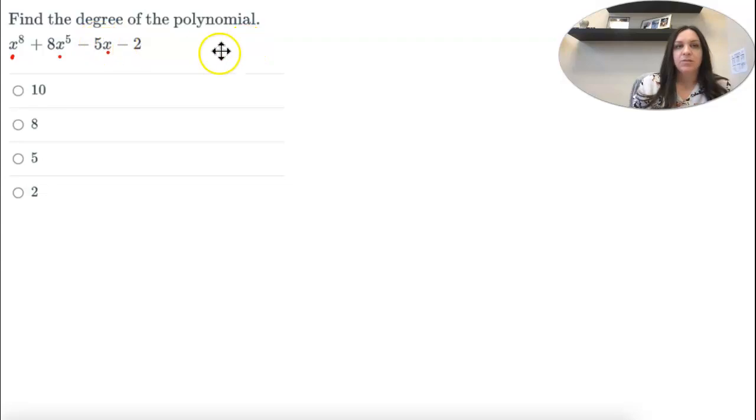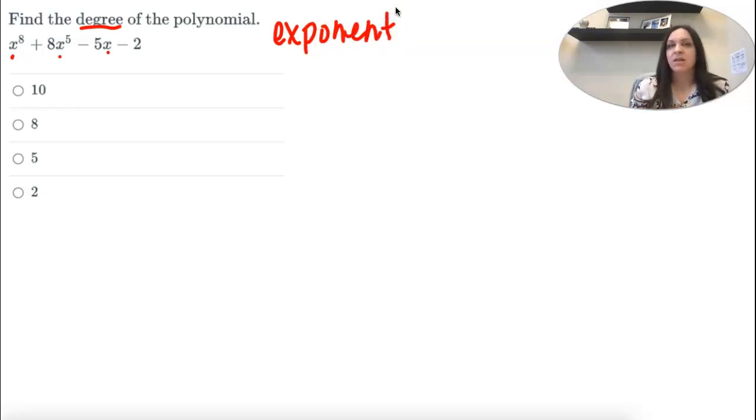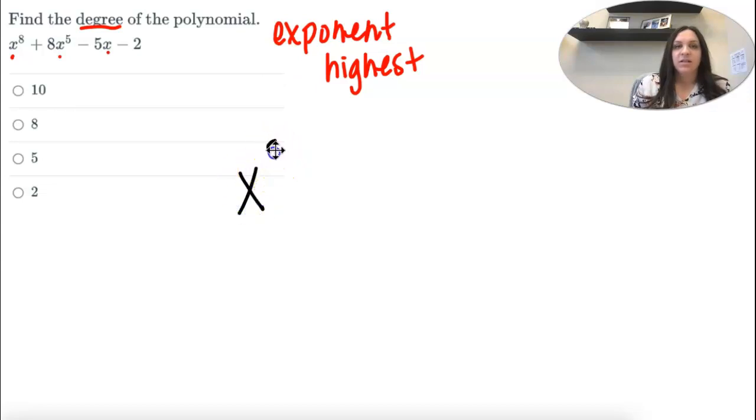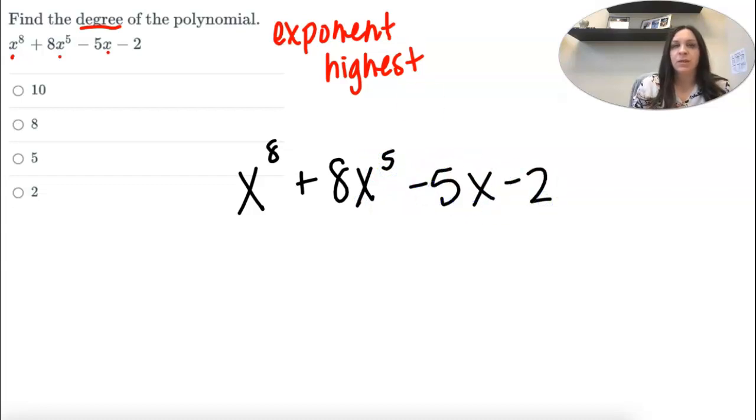So what we're doing is we're looking at the degree. And the degree is also the exponent. Those words mean the same thing in math, degree, exponent. So we're looking for the highest degree. So if I have x to the 8th plus 8x to the 5th minus 5x minus 2.